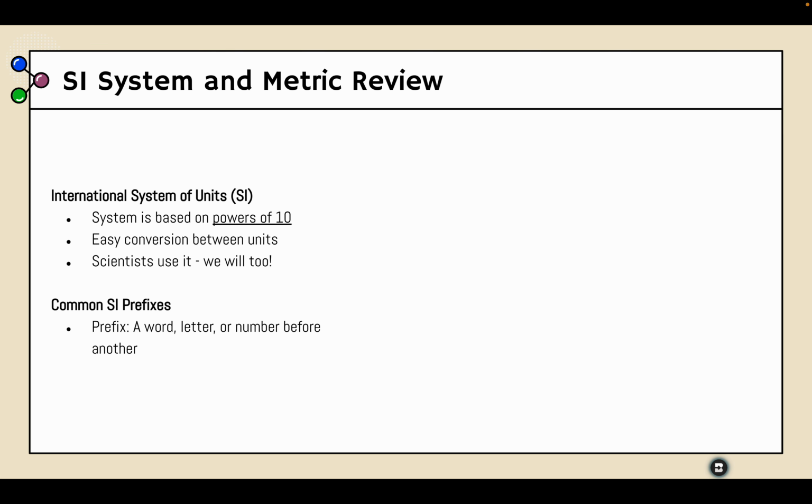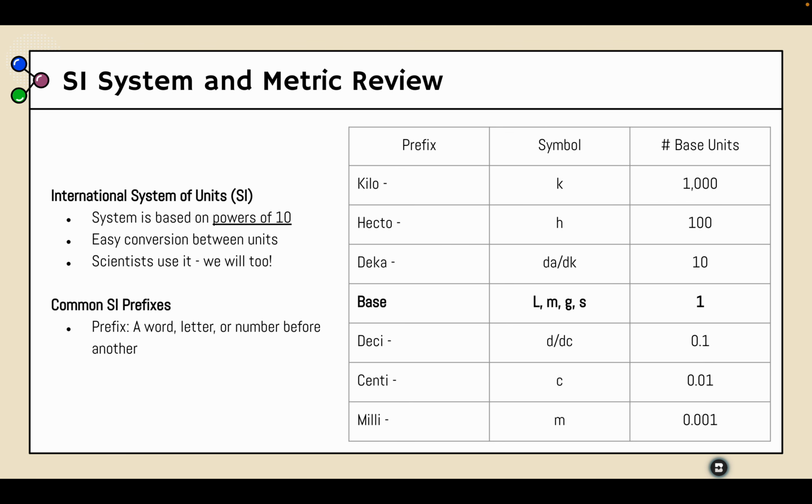And so common prefixes. Just a reminder, a prefix is a word, letter, or number that comes before another. And here they are. The first is kilo, then we have hecto, deca, then there's our base, then we have deci, centi, and milli. In order to convert between the metric system, it is crucial that we know this information here. Okay? And primarily, what's really important is this kilo. Our symbol is K, and our value for kilo is 1,000. Same thing here. Hecto is 100, deca is 10, base is 1.